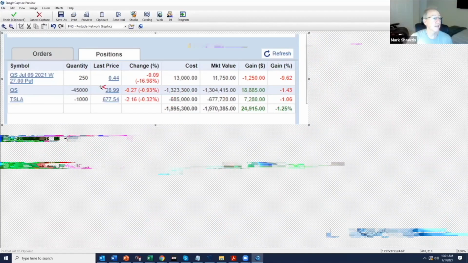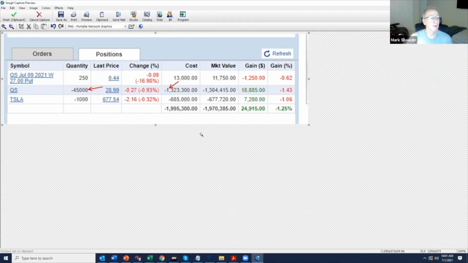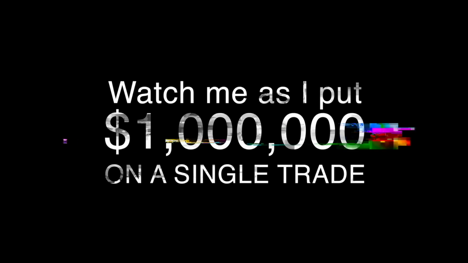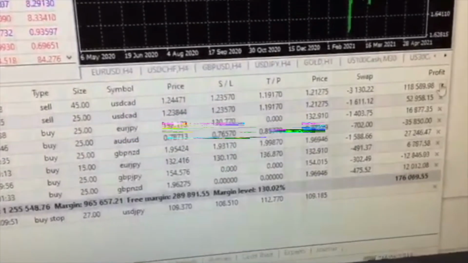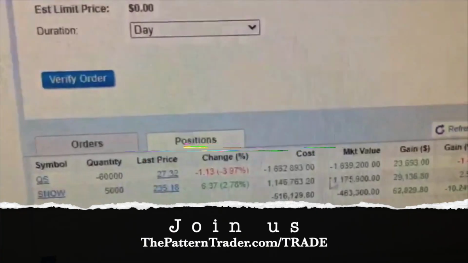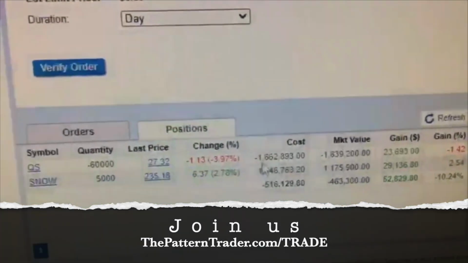So you can see, yeah, 45, it's $1.3 million, $1.3 million short. So popped out a profit for 118,000 there. You can see how this is going crazy now. You can see how the market is just going nuts. I bet like $1.6 million on this position. I'm showing right now a $23,000 gain.